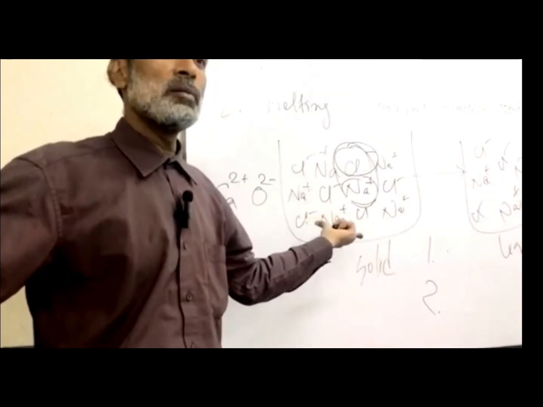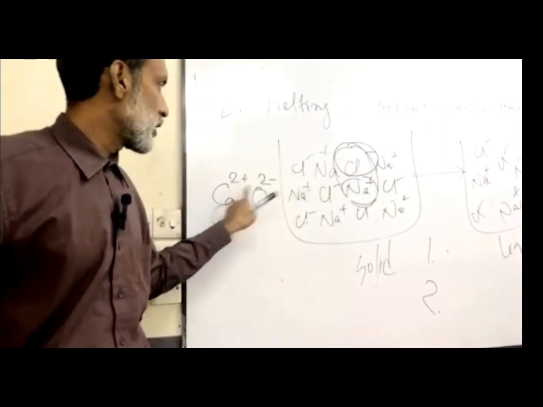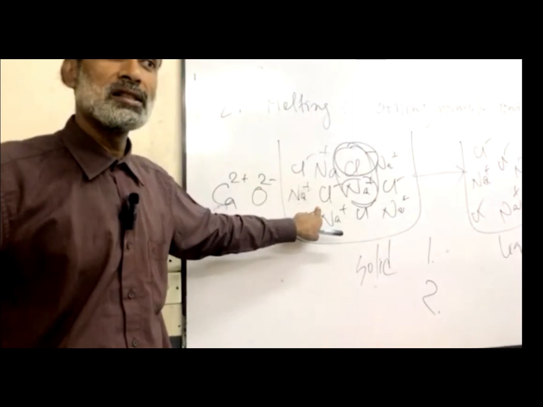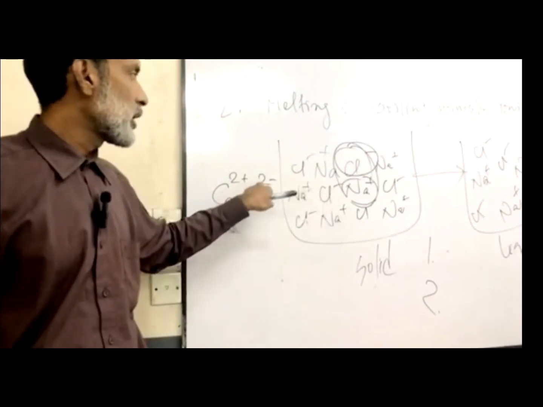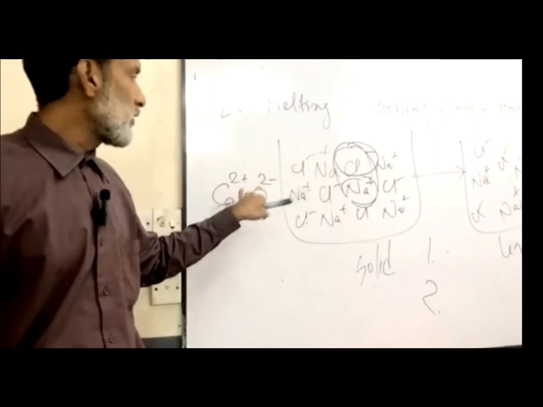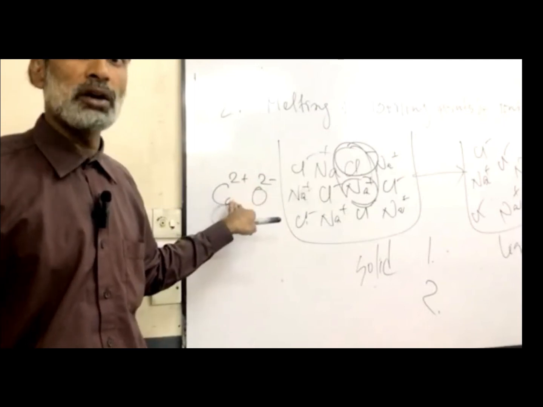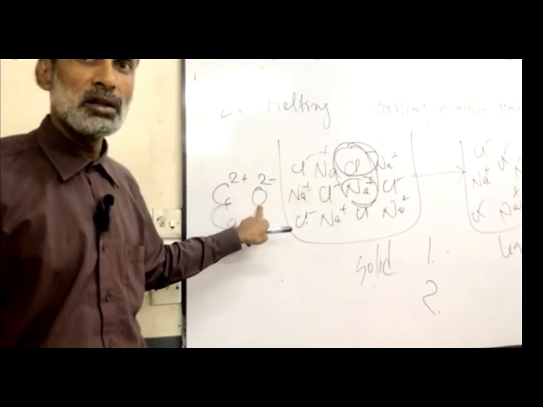Attraction is there because of charge. So where do you get greater charge, here or here? Here is greater charge. Here is 2 plus and 2 minus. Here is 1 plus and 1 minus. Certainly here is greater charge. So if here is greater charge, here should be stronger attraction between this ion and this ion. Do you think this?